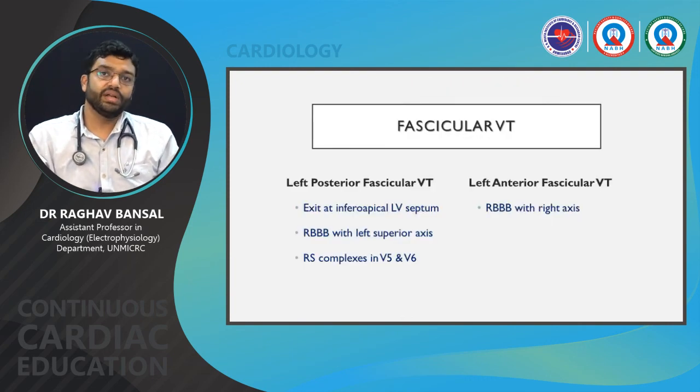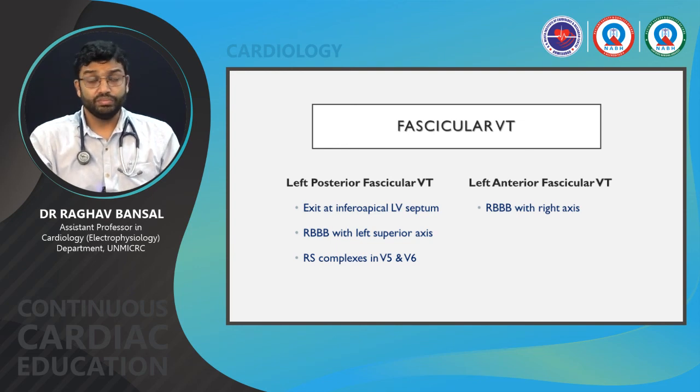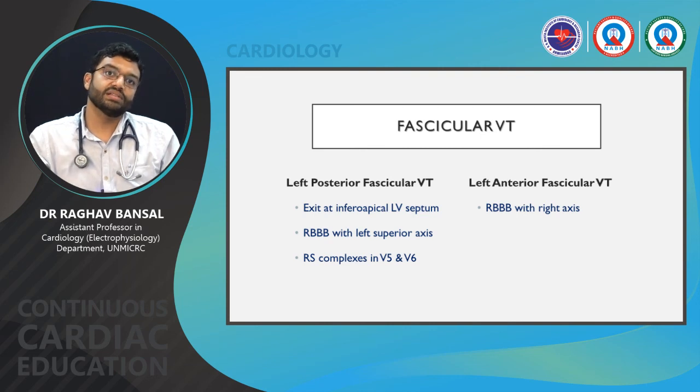Coming to the fascicular VT, I am discussing this in more detail because these are fairly commonly seen. Left posterior fascicular VT is the most common form, anterior fascicular VT is exceedingly rare, and the posterior fascicular VT has an exit at the inferior apical septum of the left ventricle. It gives rise to a VT which has a right bundle branch pattern with a left superior axis and RS complexes in V5 and V6.